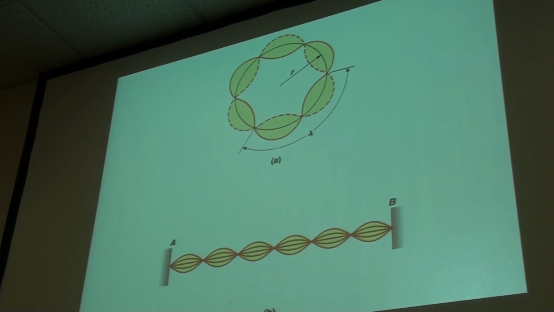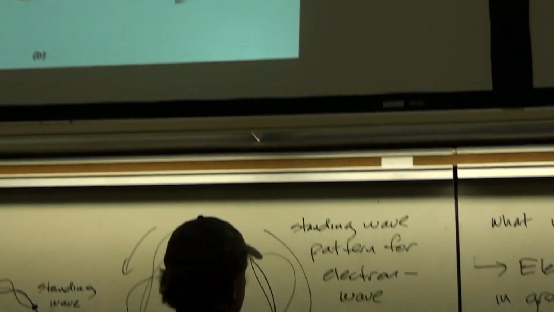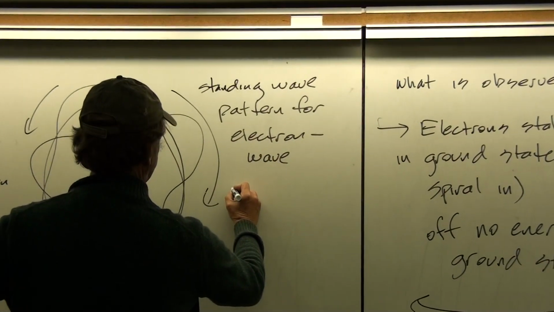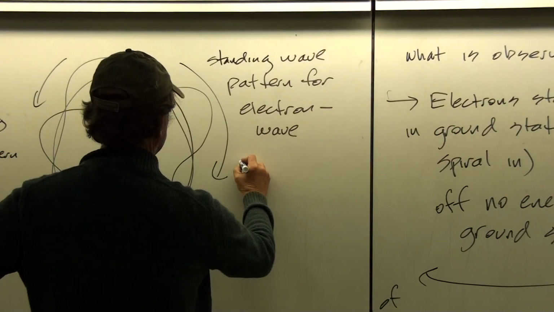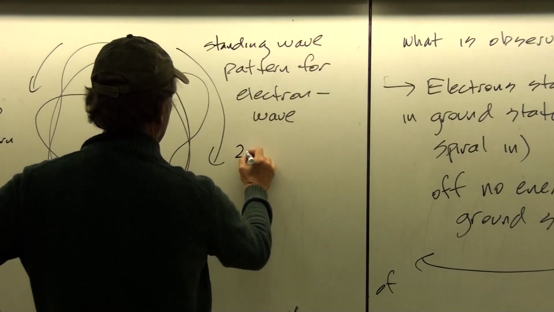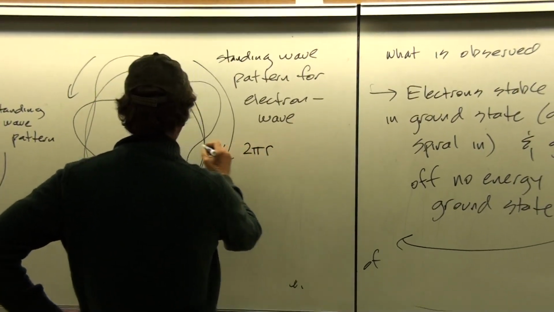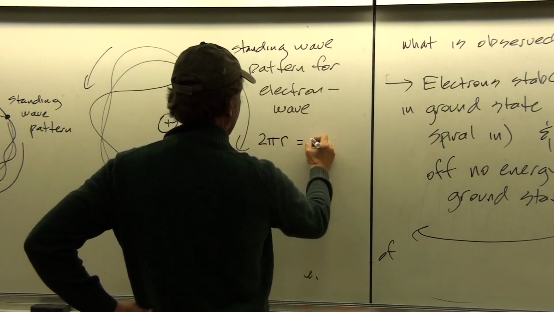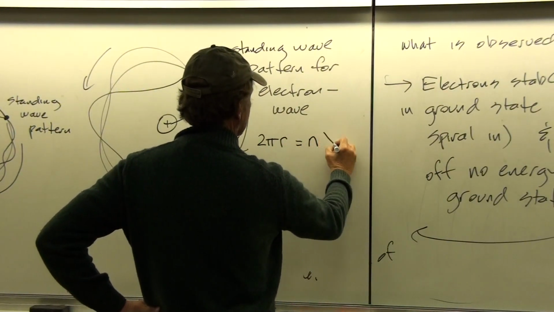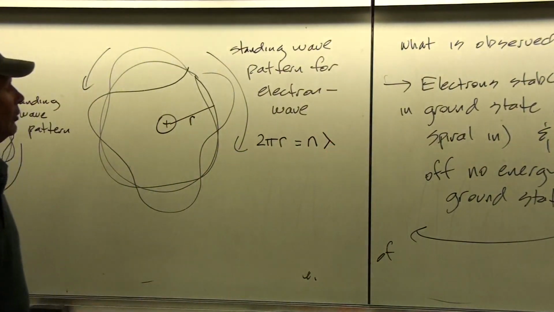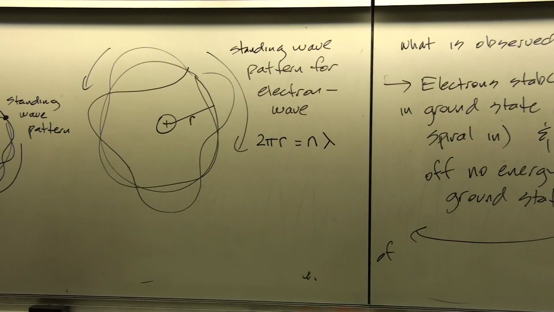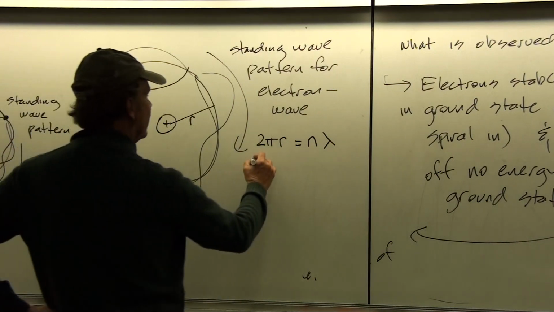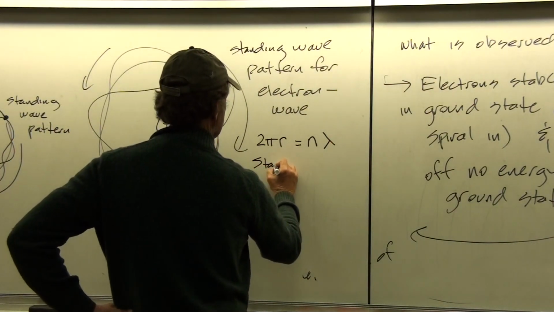Okay, and so the condition on this would be that 2 pi r, where r is the radius of the electron's orbit, has to equal n lambda. It has to be a whole number of wavelengths. And so that would be your standing wave boundary condition.